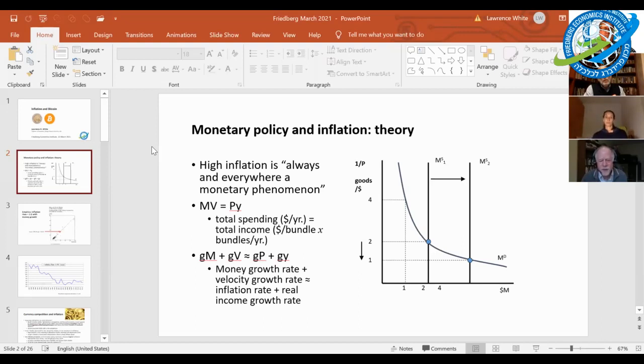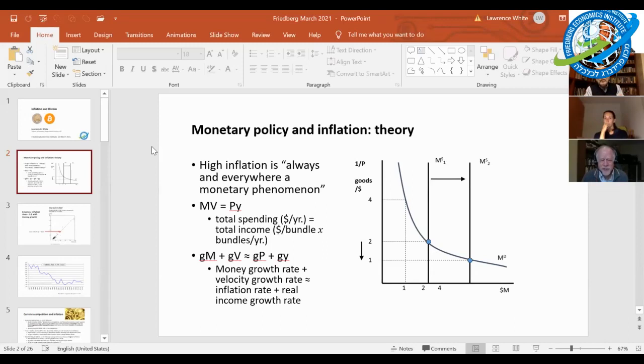On the other side of the equation, total income is broken into the product of the average level of prices, P, times the real output of the economy, Y. The price index is in dollars per bundle in a dollar economy, and real output is in bundles of goods per year. So the product is again dollars per year.